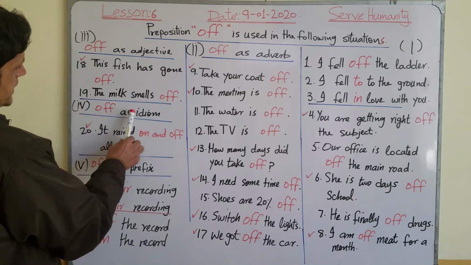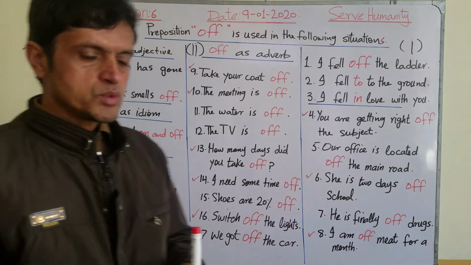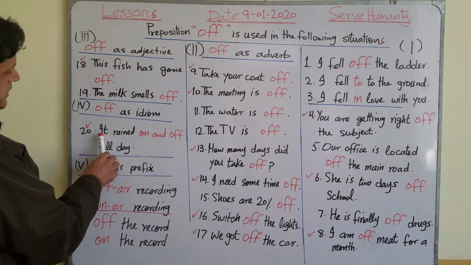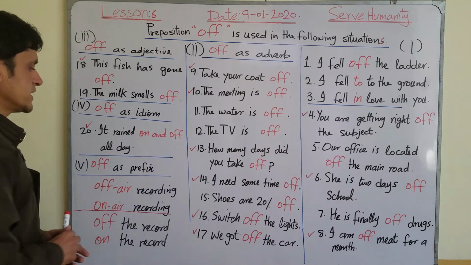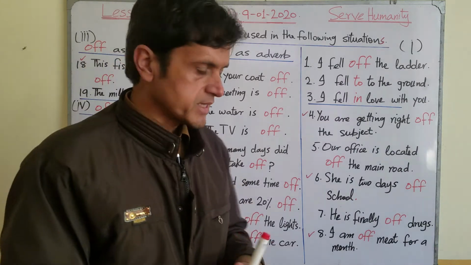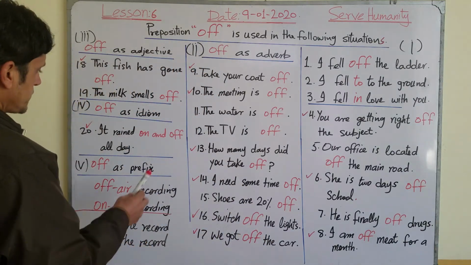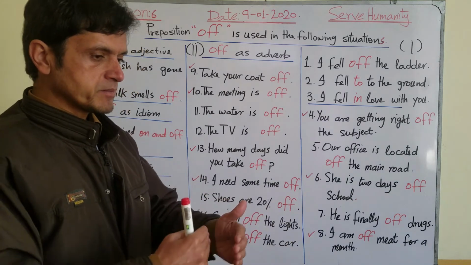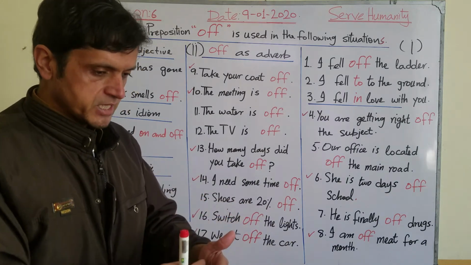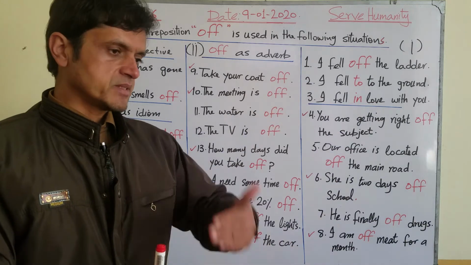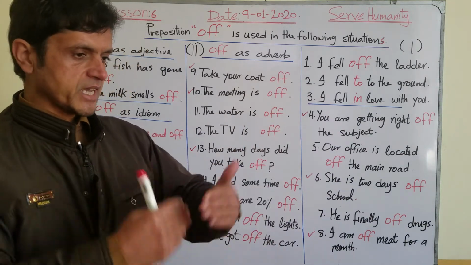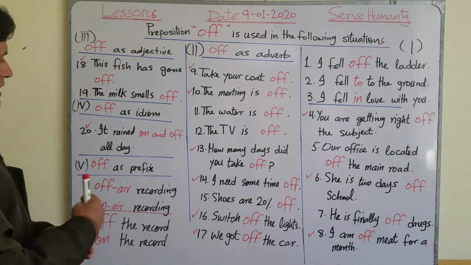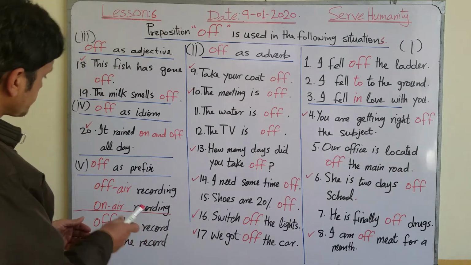And here off is an idiom. So we can also use off as an idiom, as in this sentence: it rained on and off all day. It means that it rained from time to time. For example, it rained for some time and then stopped, then again rained, then stopped. So in this way, it rained on and off, on and off.